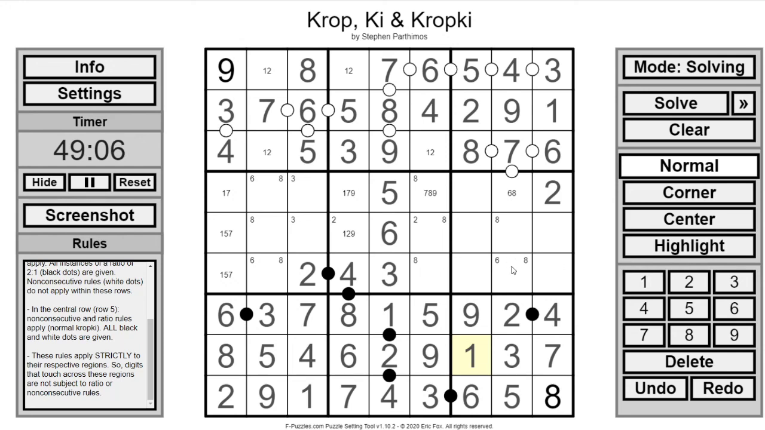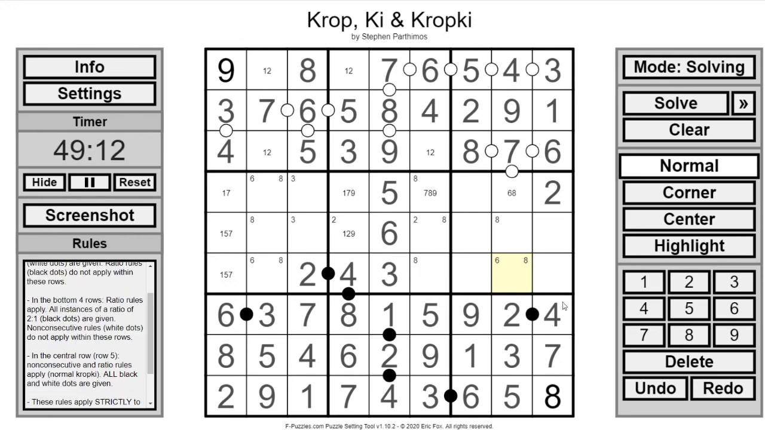1 can't go next to a 2 because of the bottom 4 rows ratio rules. So this is a 1. It's a 6, 8 pair. Officially feels good. 1, 2, 3, 4, 5. 6, 7, 8, 9.